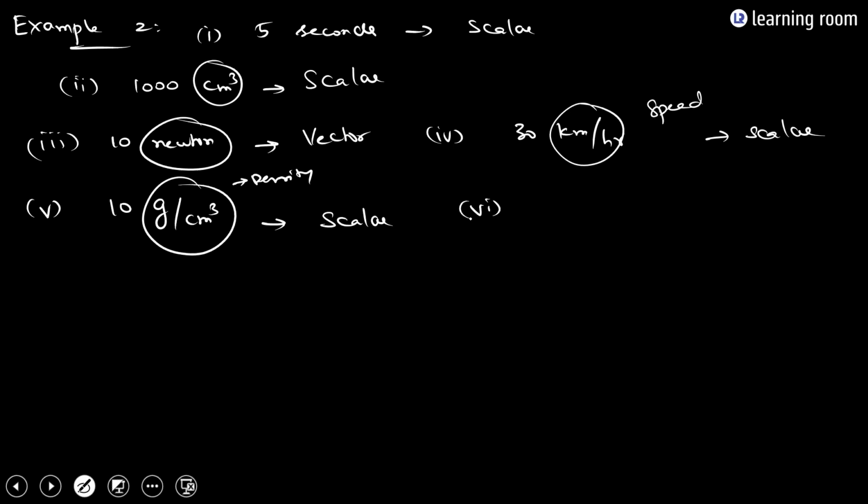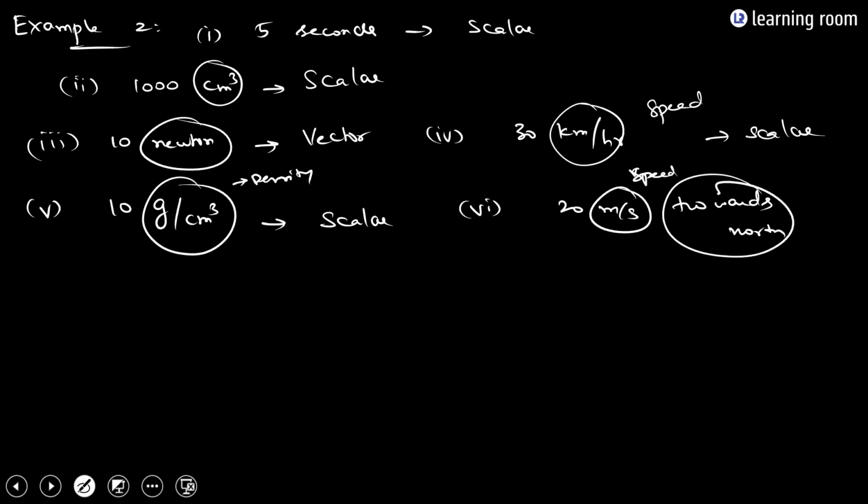And the sixth one is 20 meter per second towards north. This meter per second is speed. Speed with direction gives you velocity. So velocity is a vector.